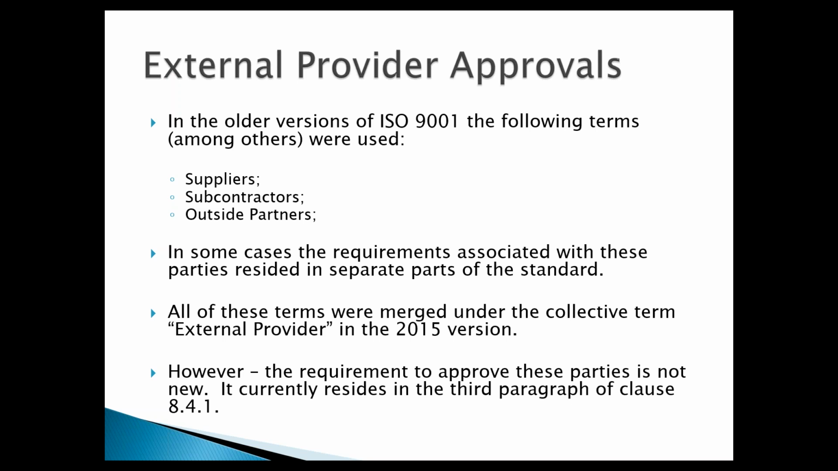An external provider is meant to be a very inclusive term. It's meant to account for suppliers as well as folks that you outsource to, outside partners, and so forth. Hence the phrase external. Anyone that's externally providing into your quality management system. Now, beyond the changes in terminology, the requirement is more or less the same. It's presently found in section 8.4.1.